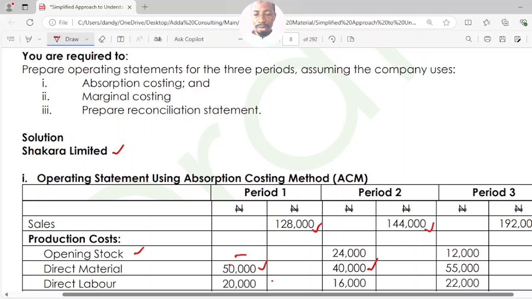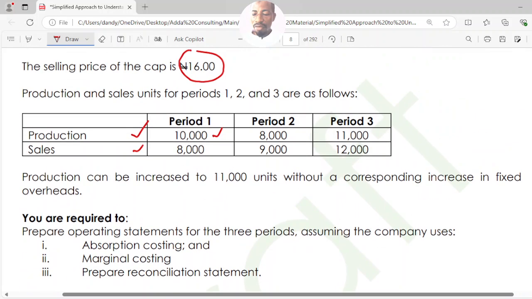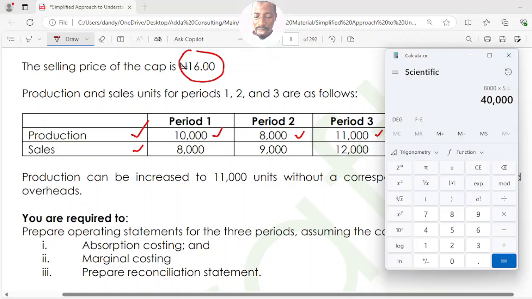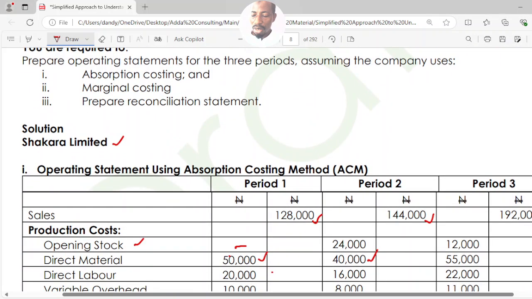What's the number of units produced in period 3? The number of units produced in period 3 is 11,000. Okay, so I would then say 11,000 multiplied by 5 naira. That's 55,000. All right, so I will then go and post. That's the 55,000 naira that you are seeing here.